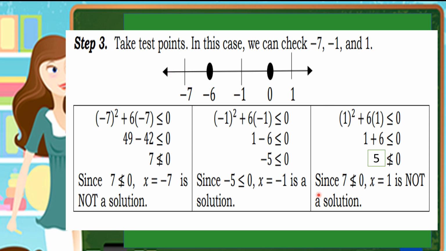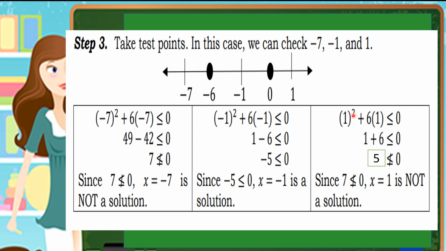And then, itong ating negative 1. So, let us try. Negative 1 squared plus 6 times negative 1 is less than or equal to 0. So, negative 5 is less than or equal to 0. So, since this is true, kasi mas malaki yung 0 kaysa sa negative 5, therefore, itong portion na ito, itong gitna, in between, kasama si negative 6 at saka si 0, ay values ng ating quadratic inequality.